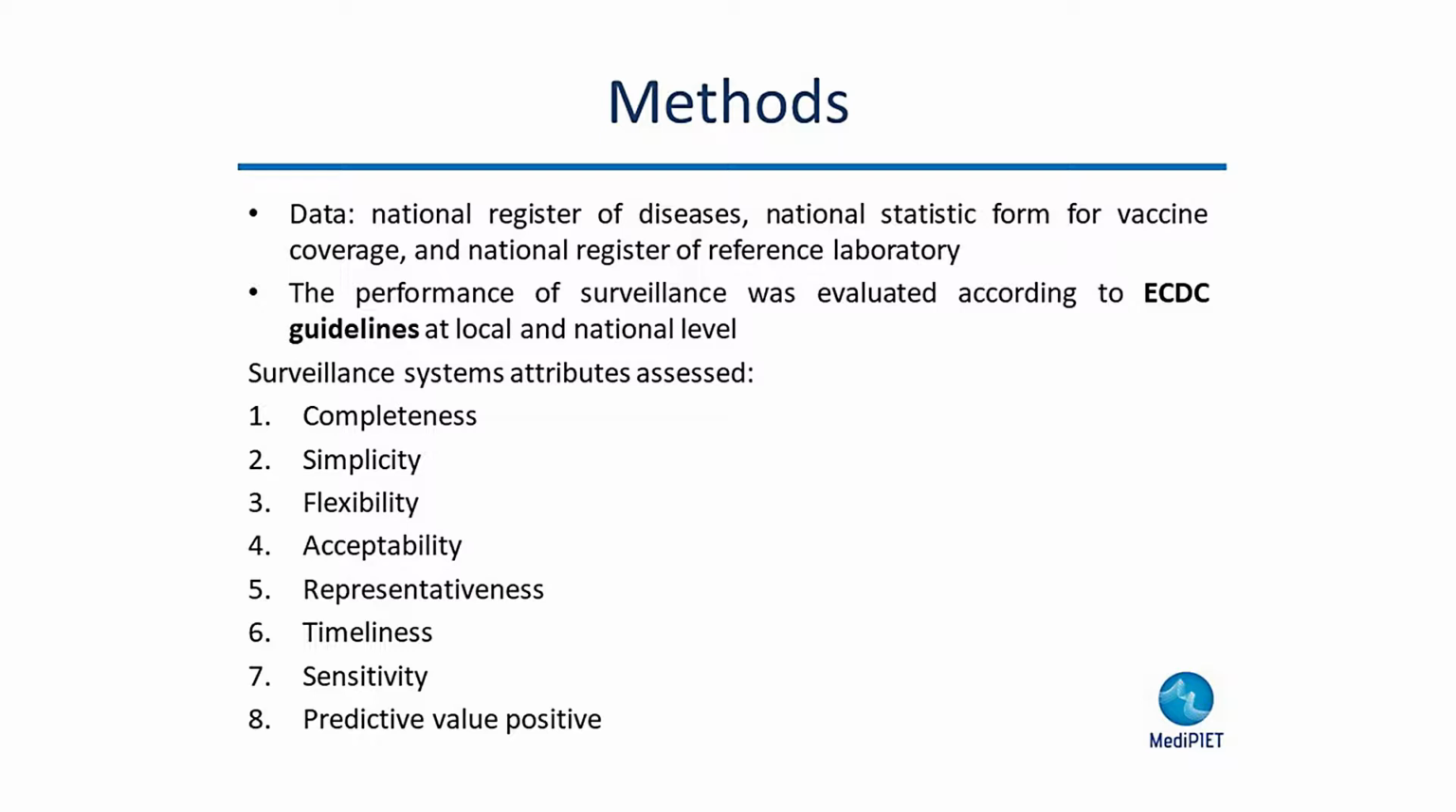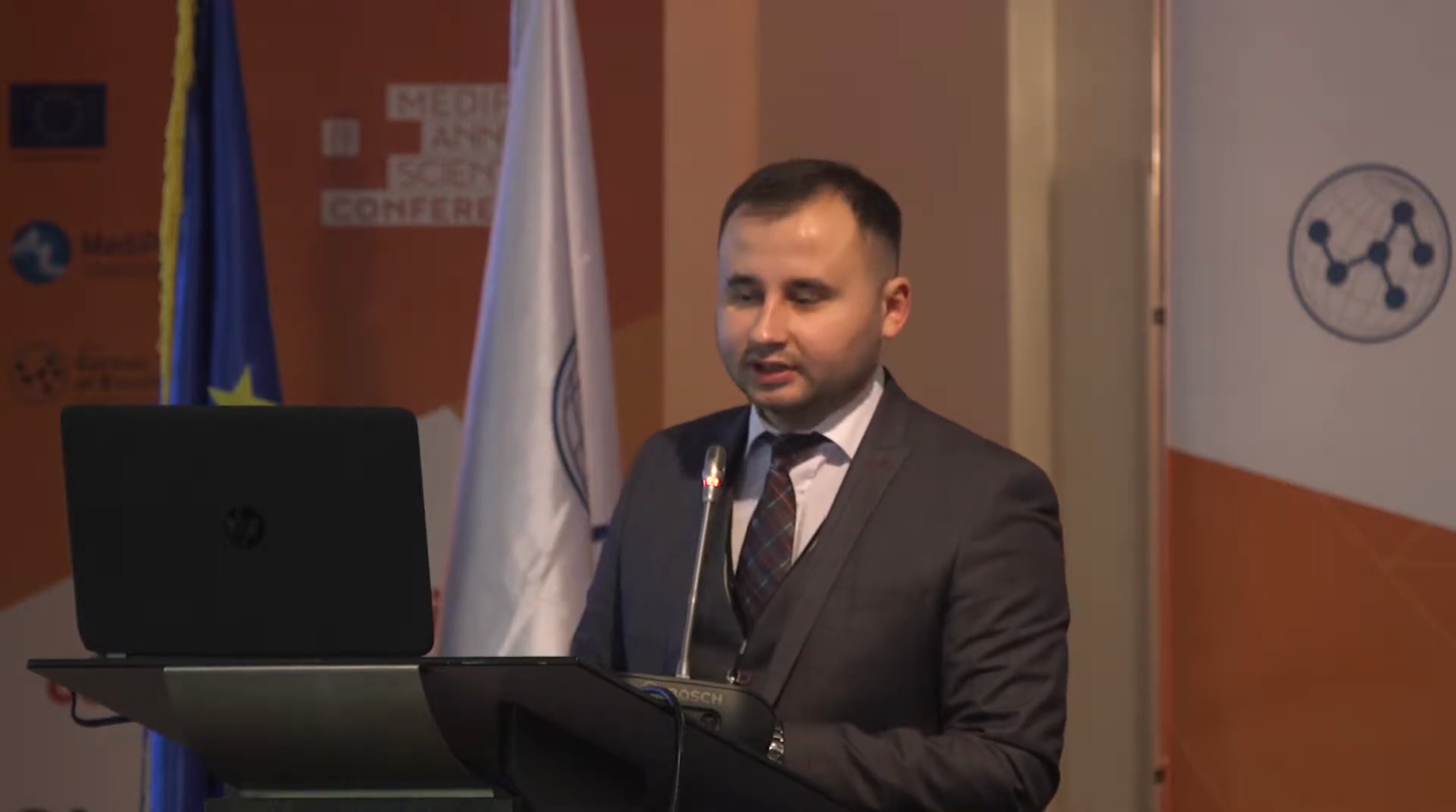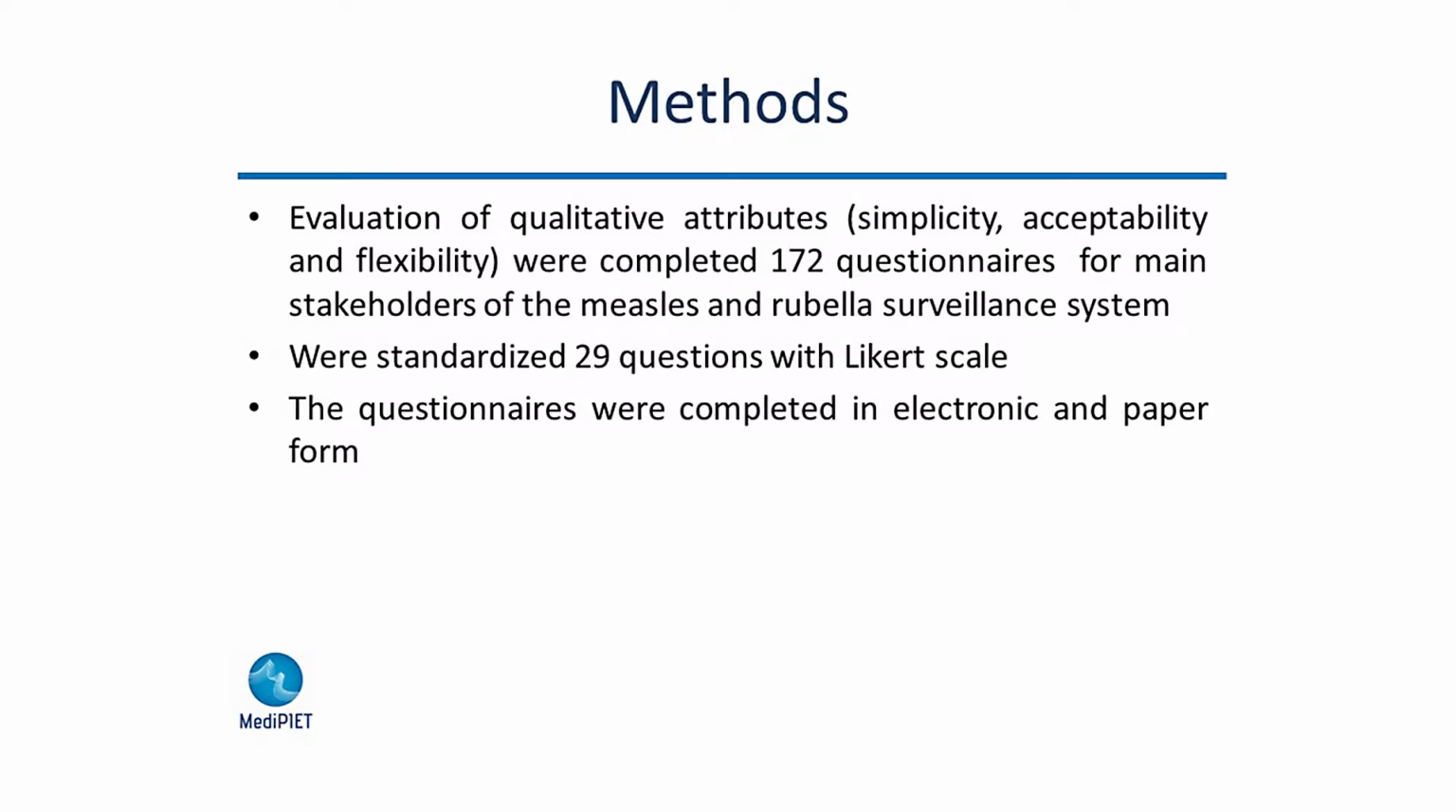The performance of the surveillance system was evaluated according to the latest CDC guidelines at the local and national level. The key system attributes assessed were completeness, simplicity, flexibility, acceptability, representativeness, timeliness, sensitivity, and positive predictive value. The evaluation of quality attributes like simplicity, acceptability, and flexibility was completed by 172 questionnaires from main stakeholders and users of the system, which represents almost 14% of the users. They were standardized, with 29 questions on a Likert scale, and the questionnaires were completed and submitted in electronic and paper form.